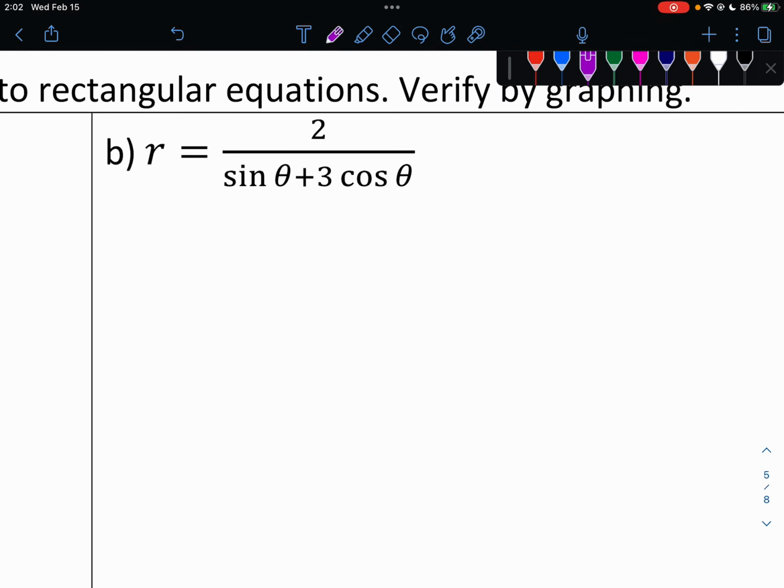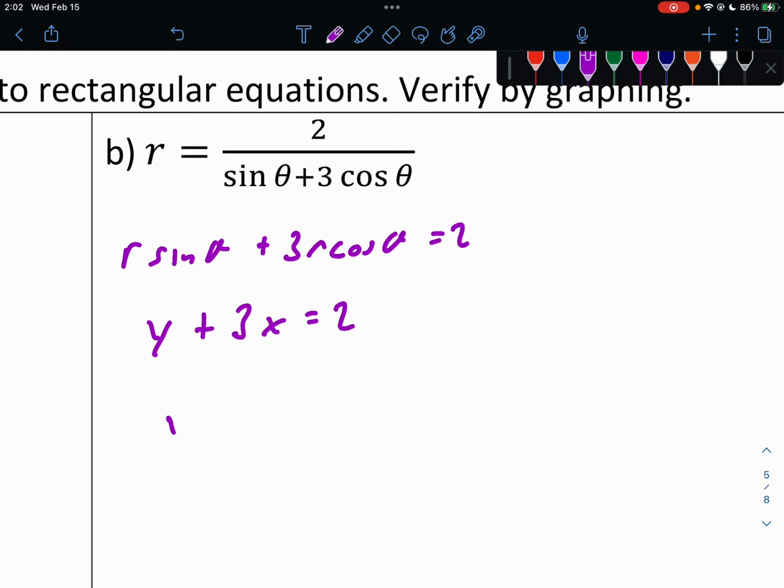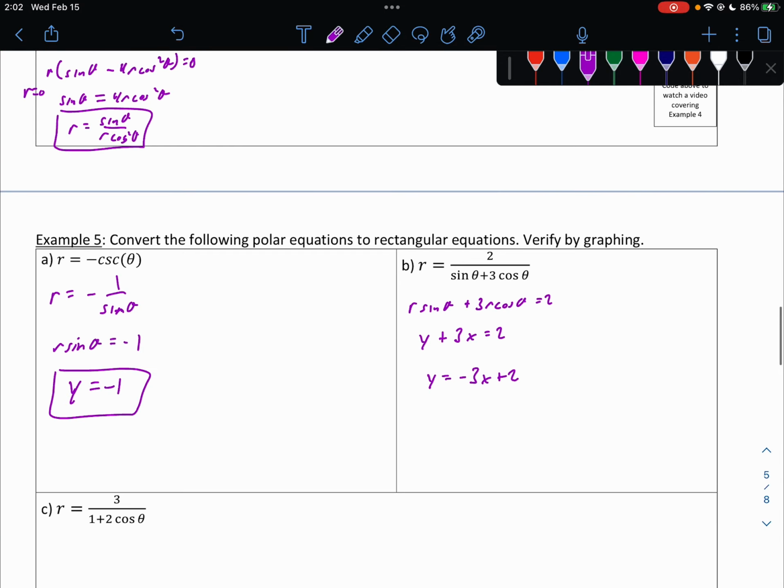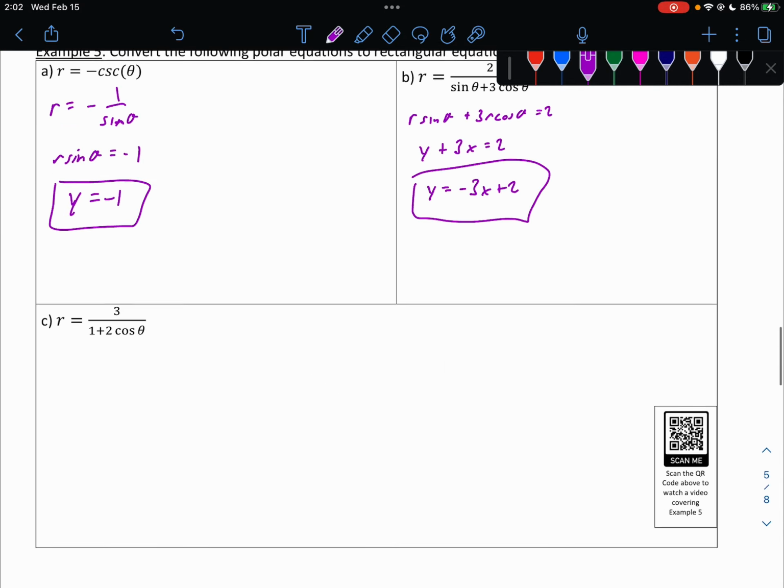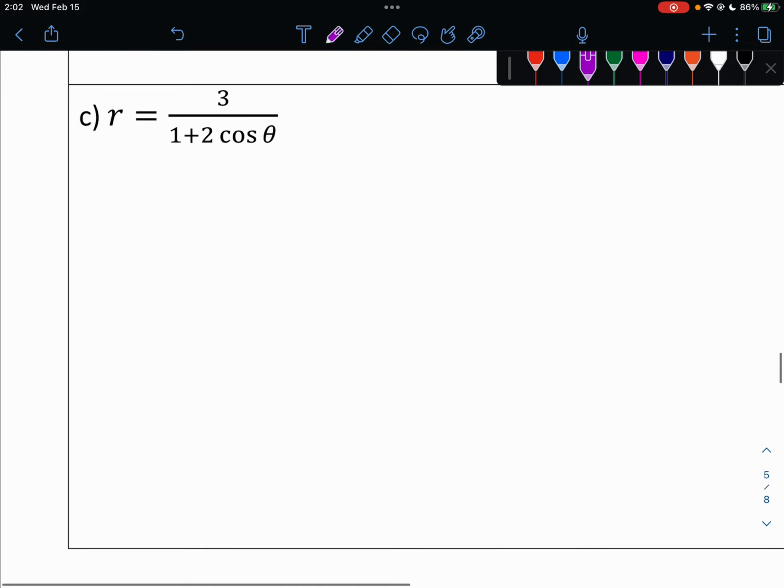For b, if we multiply by the denominator, I would get r sine theta plus 3r cosine theta equals 2. And then r sine is y, r cosine is x. And if you want to put this in slope-intercept form, third one.